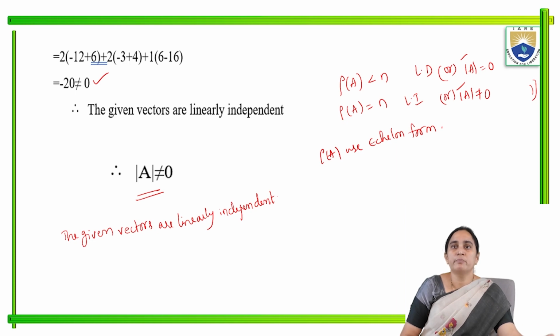Or else, by the alternative method, rank of A less than n means linearly dependent, and linearly independent means rank of A is equal to n. This is the concept for finding linearly independent and dependent vectors.